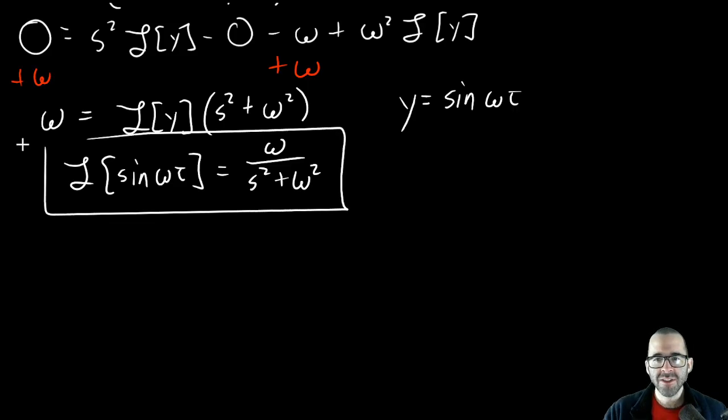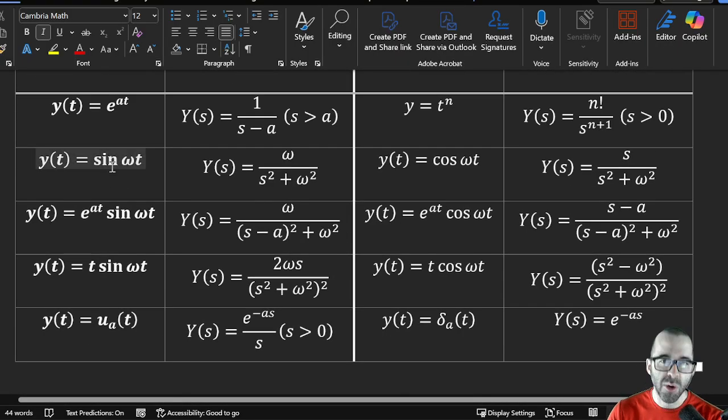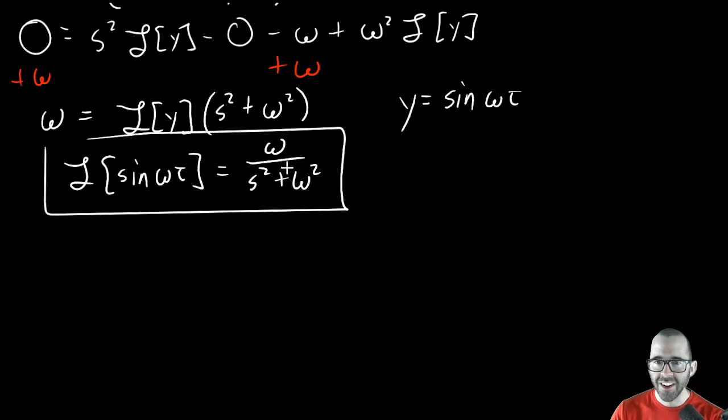No integration by parts, no partial fractions, no complex exponentials, no complex numbers at all. Just creative problem solving. All we had to do is create an initial value problem in a careful, creative way, and we get it. And of course, this will be on your sheet. You can see the Laplace transform of sine of omega t is exactly what we found. And that's pretty cool, right?